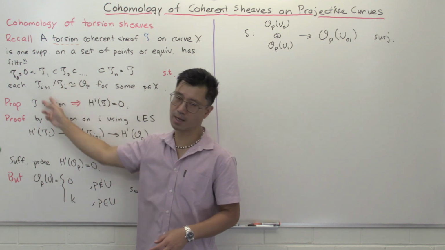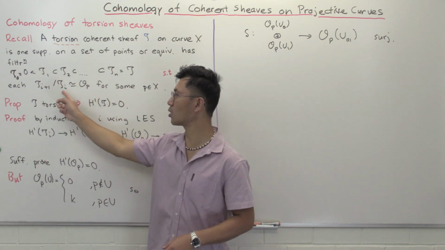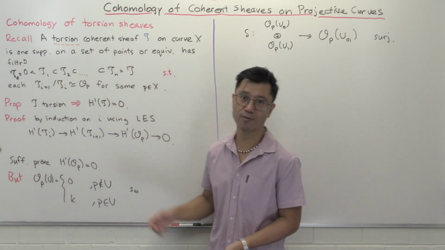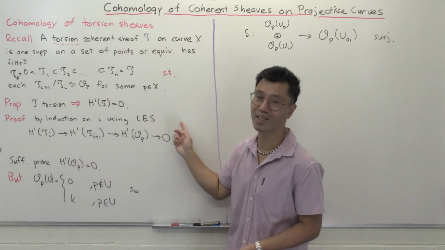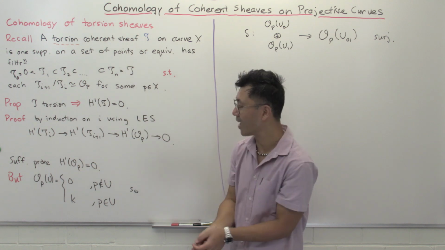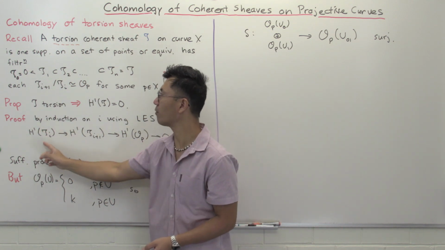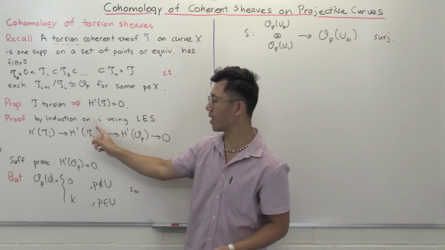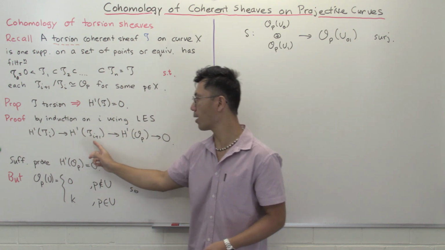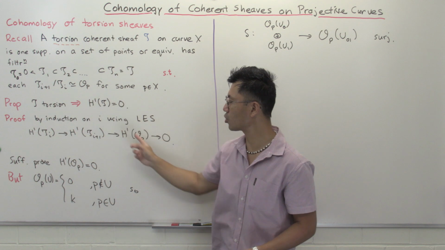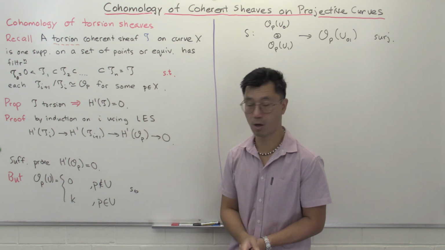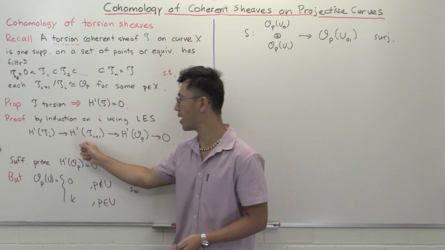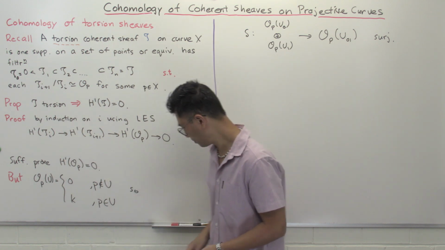Now here, this isomorphism gives you a short exact sequence. T_i embeds in T_{i+1}, and the quotient is O_P. So we get a corresponding long exact sequence. Let's just look at the H1 part of that. H1 of this subsheaf T_i maps to H1 of T_{i+1}, and that maps to H1 of the quotient O_P, and that goes to 0. And what you want to show here is that this is going to be equal to 0.